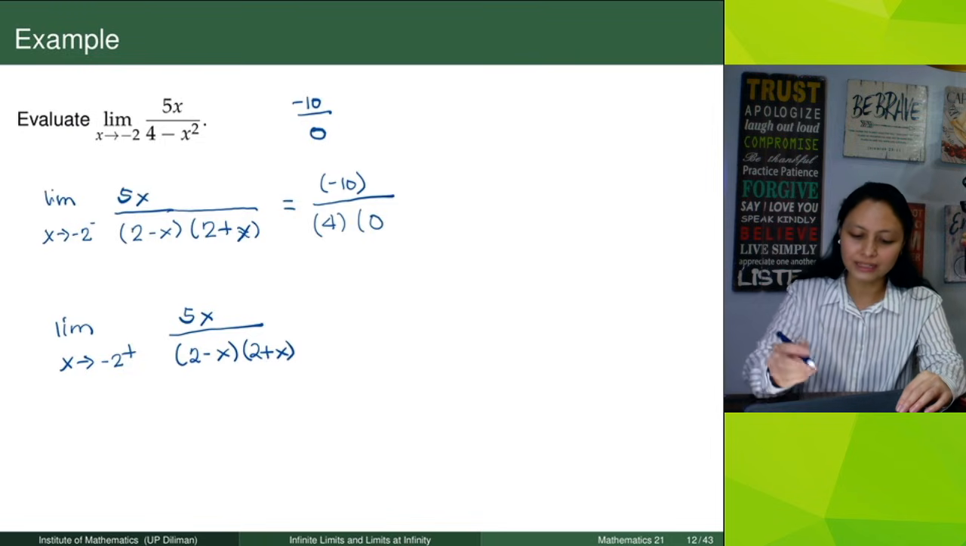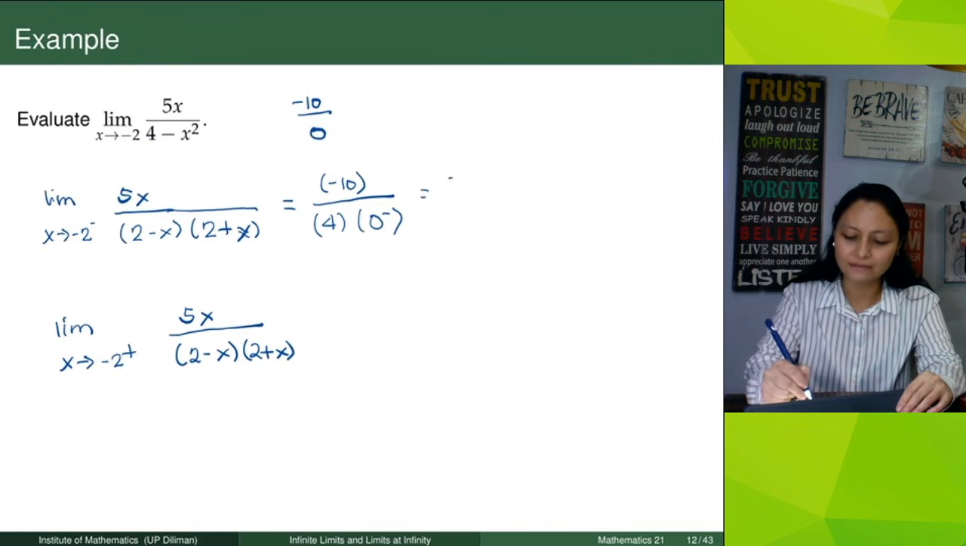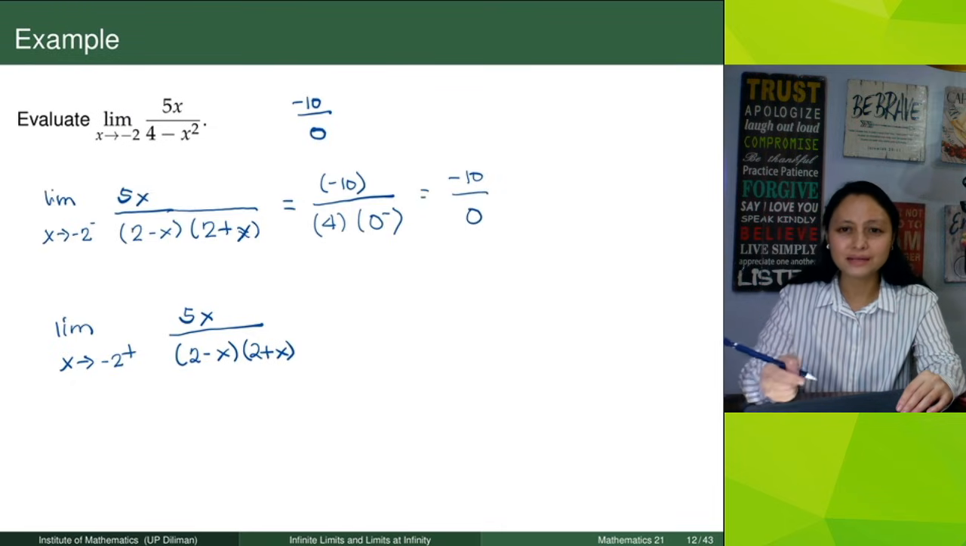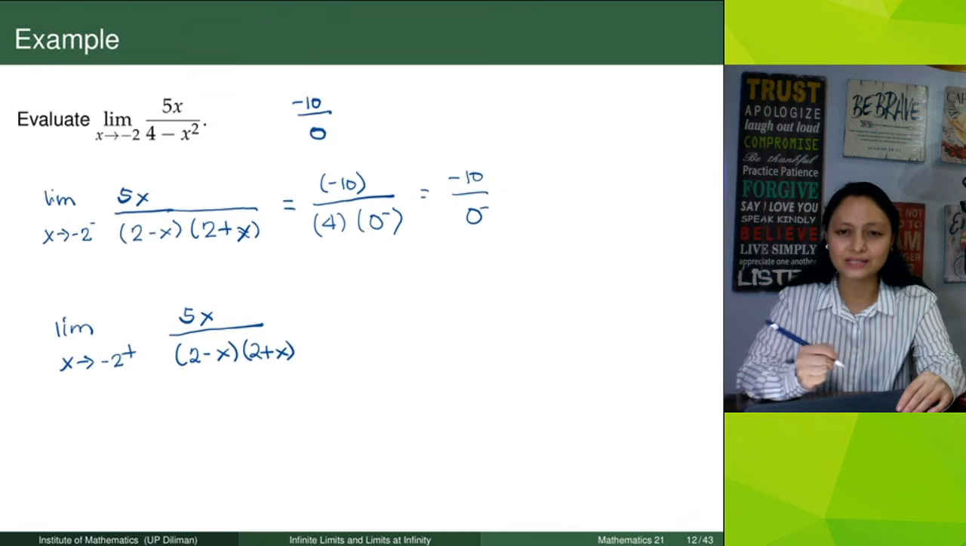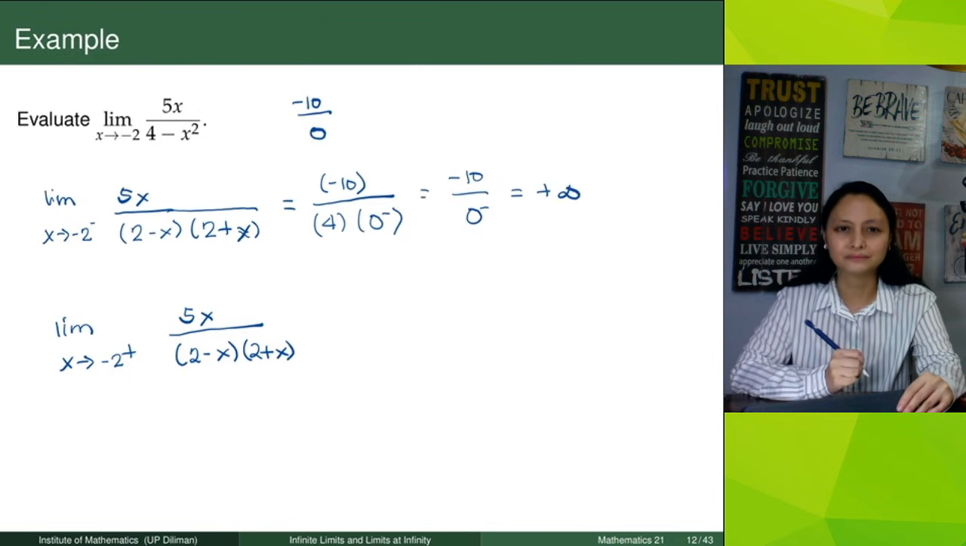So in general, you'll be approaching 0 through negative values. So you have negative 10 all over 4 times 0, which is still 0, ha. And then positive times negative is negative. So you're approaching 0 through negative values sa denominator. Sa numerator, you have negative 10. In the denominator, you have 0 through negative values. Negative divided by negative is positive infinity.